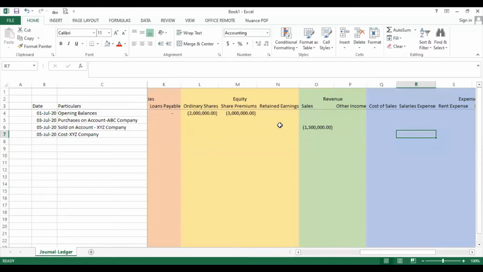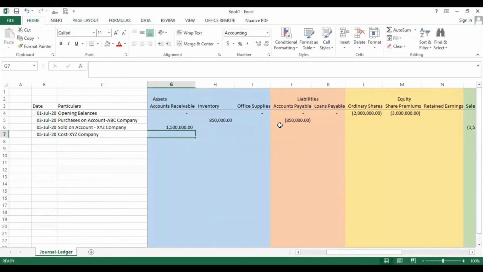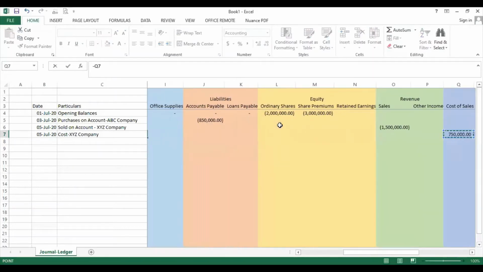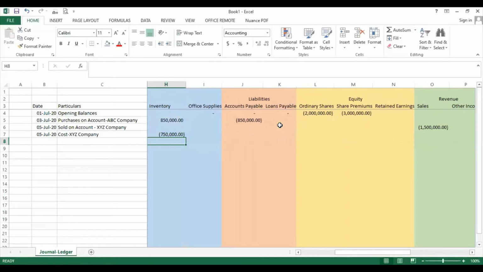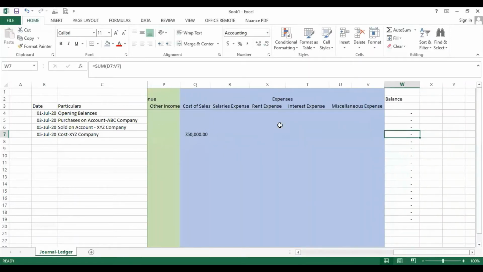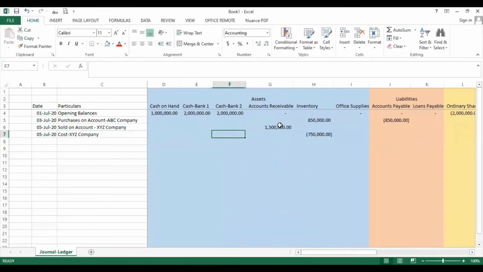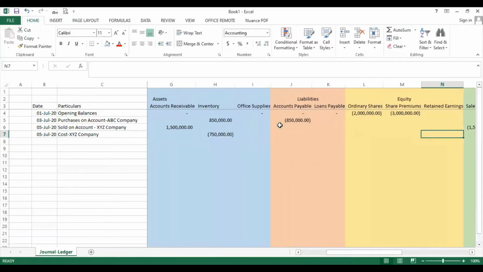It's an expense account, so it's debit 750,000. Then this time our inventory will decrease. So it's credit inventory 750,000. Check figure is still 0. So that means our entry is complete.